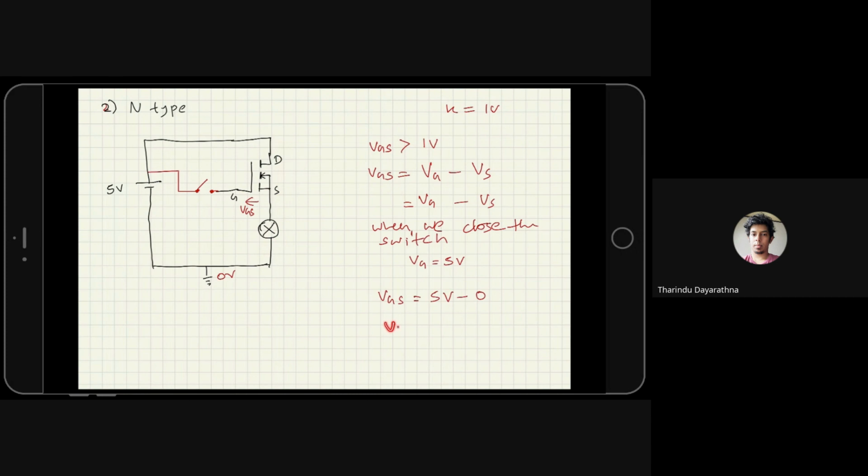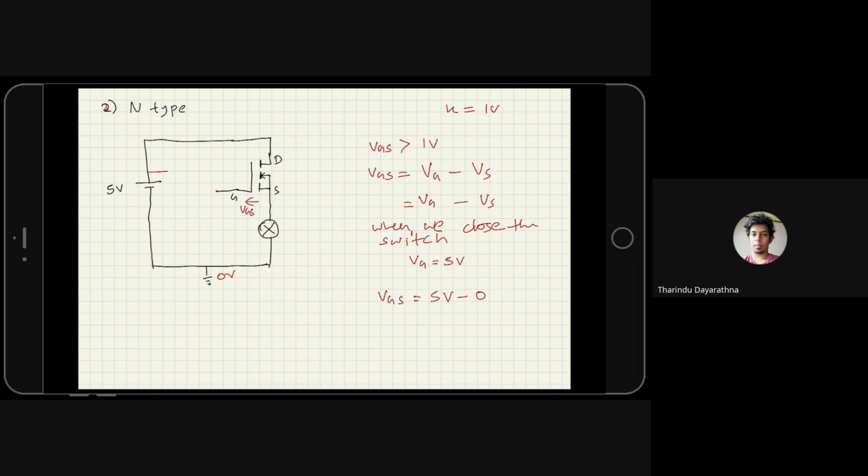Now there is a contradiction. VGS is 5 volt minus 5 volt, which means the MOSFET is not turning on properly. The MOSFET will keep some voltage drop here and the load will get 4 volt or something. So that is a problem. Using this kind of arrangement with this battery, we cannot turn on this MOSFET correctly. So we need to apply more voltage than 5 volt.